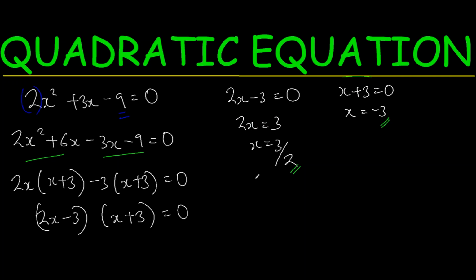So this is it. We have gotten our solutions. We can say therefore x is equal to 3 over 2 and minus 3. So these are our solutions.